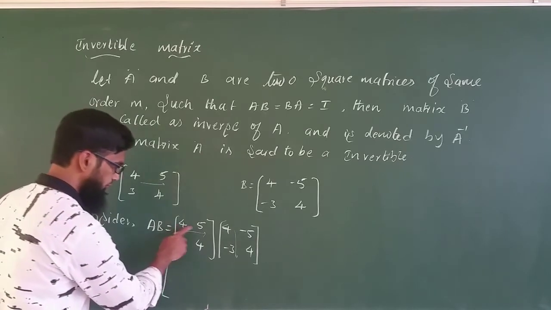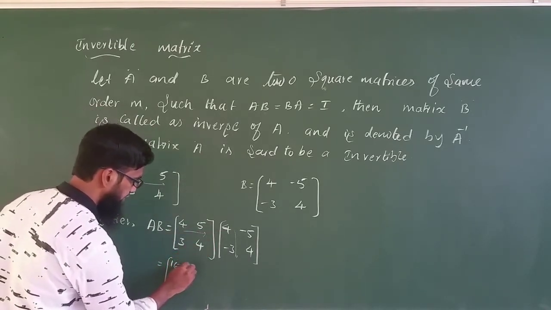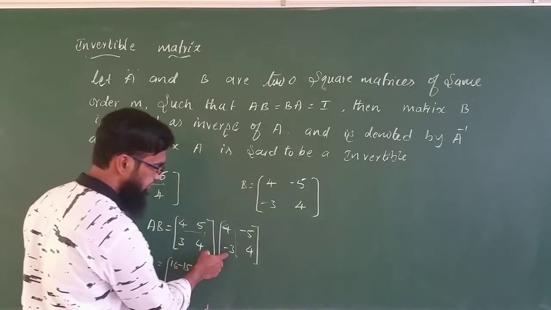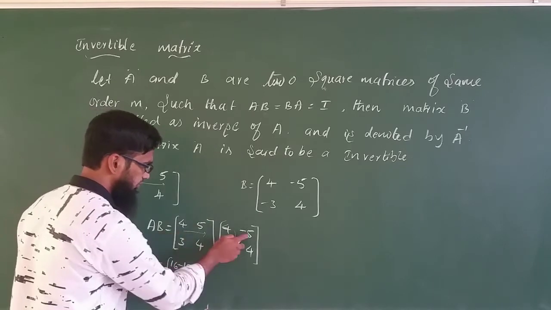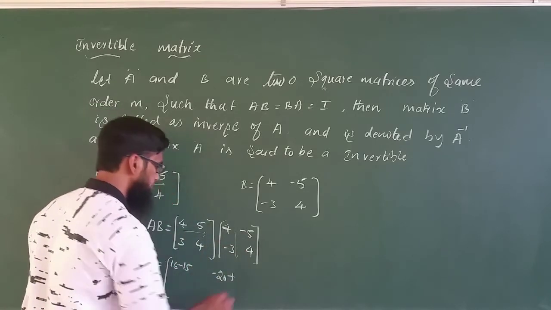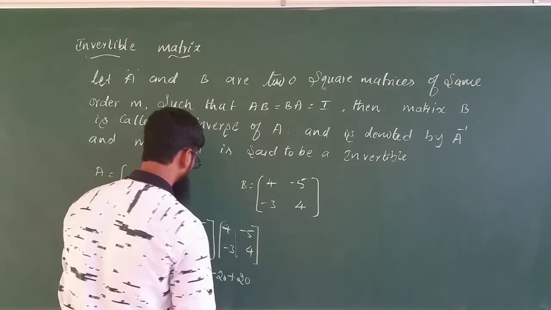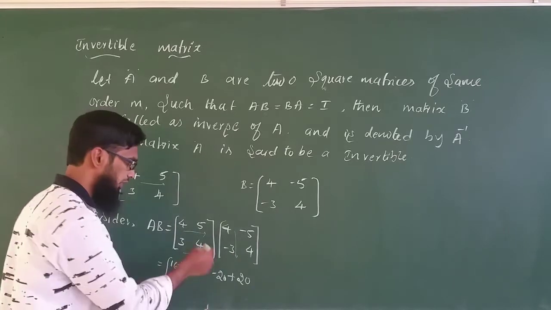The first term: 4 4s are 16, and minus 15 will be there, because we have to multiply 5 with minus 5. So this will be the first place. The second thing is 4 into minus 5 is minus 20, plus 5 into 4 is plus 20 here. Again we take the second row and multiply with the columns of the second matrix.